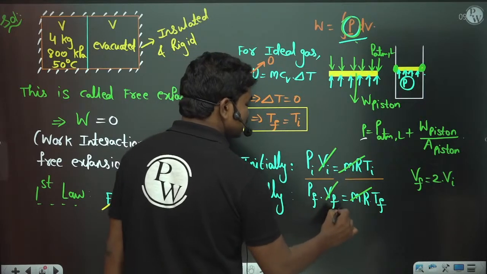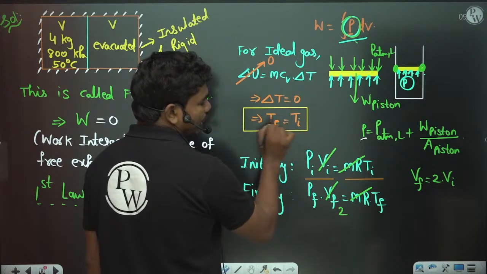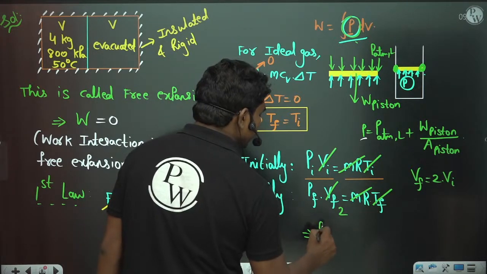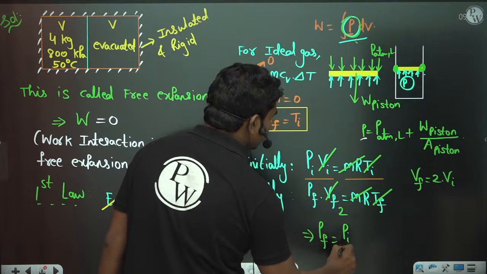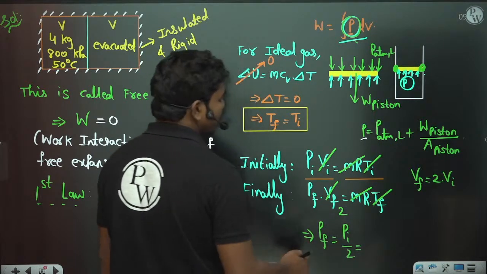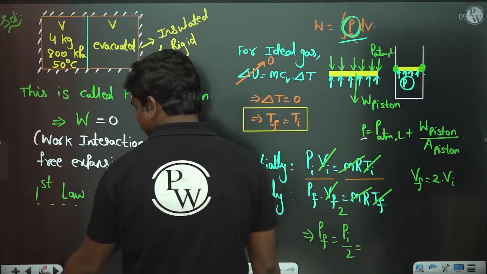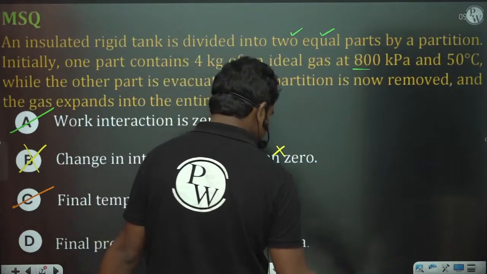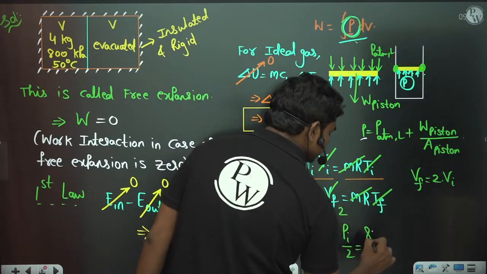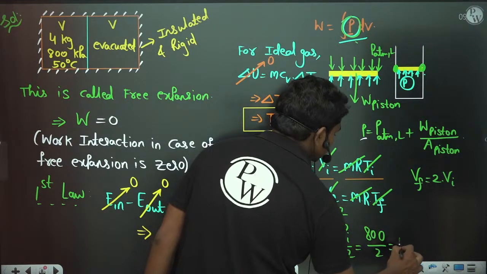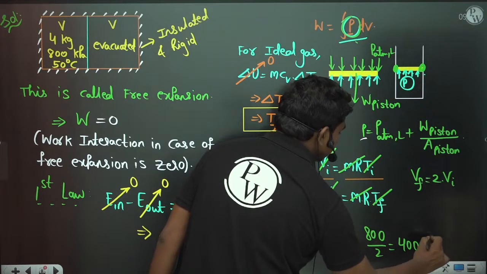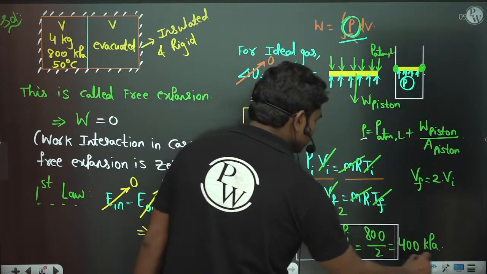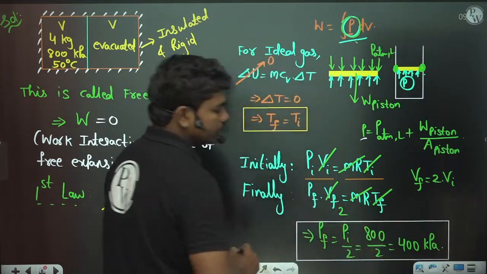So if you cancel this out, this is 2, and we have just identified that the final and initial temperatures will be the same. So this implies your P final is equal to P initial by 2. They have given you the P initial value: P initial is 800 kilopascals, so 800 divided by 2 gives you 400 kilopascals. So P final is equal to 400 kilopascals. That's how you can decide things.